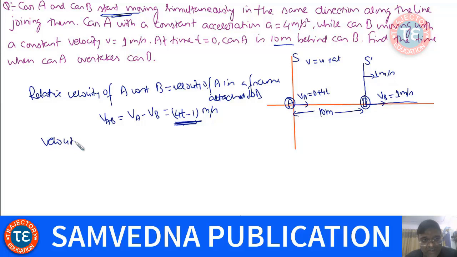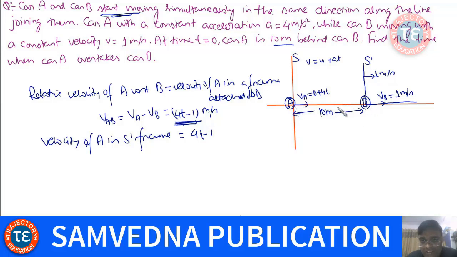So the velocity of A in the S dash frame, that's the relative velocity. Relative velocity means this only. Relative velocity of A with respect to B is the velocity of A in a frame attached to B. I want that when A comes to B, it covers a distance of 10 meter in this frame S dash. So the velocity of A in the S dash frame is 4t minus 1, right?